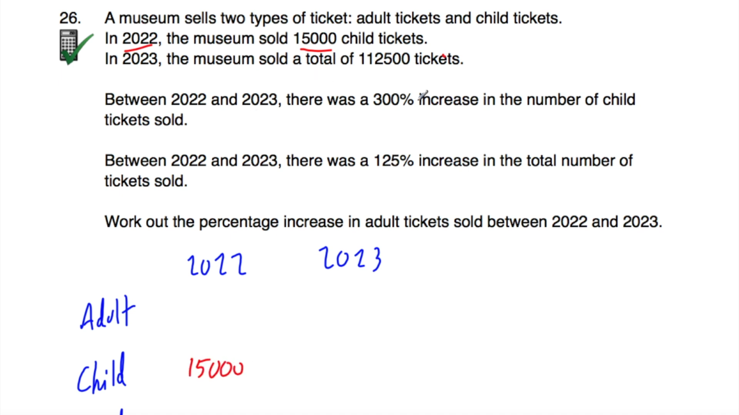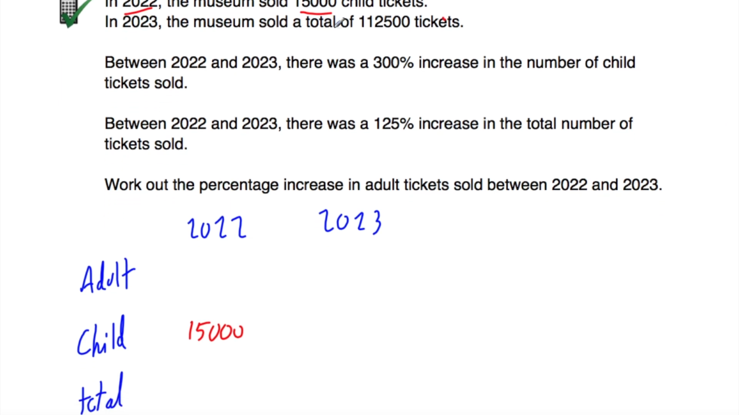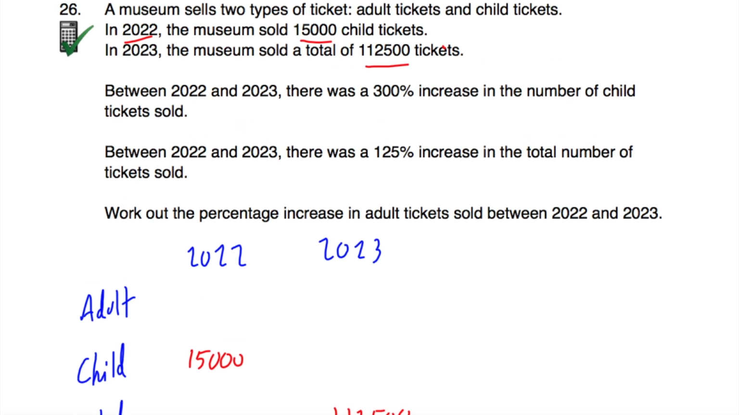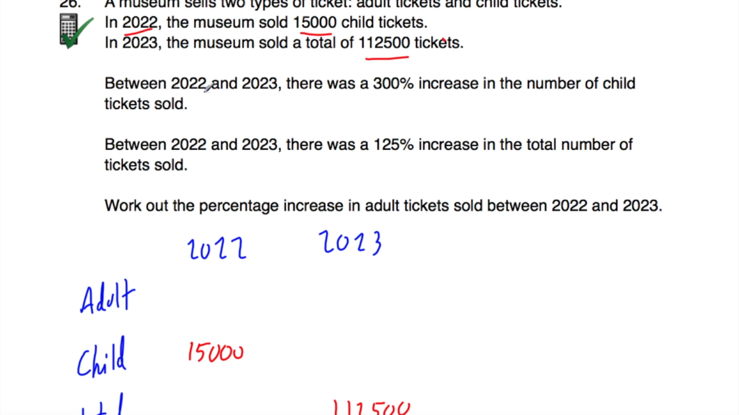And then we were told in 2023, the total number of tickets sold was 112,500. So we've got those values. And that's all the information we're told in terms of the number of tickets sold. Now, we're told some information in terms of the percentage increase, but that's the information we're told in terms of the number of tickets sold. Okay, so then we're told between 2022 and 2023, there was a 300% increase in the number of child tickets sold. Okay, so 300% increase.